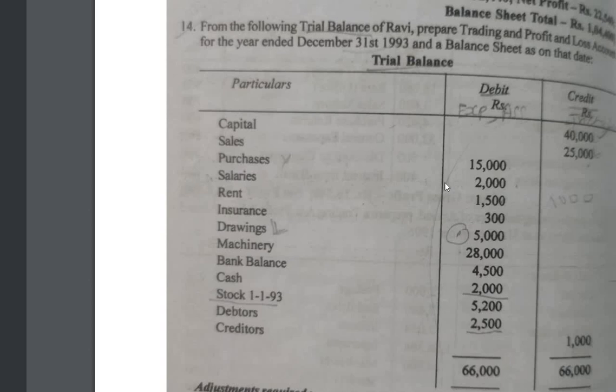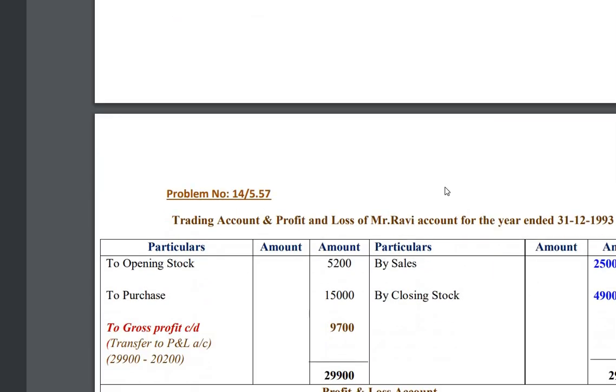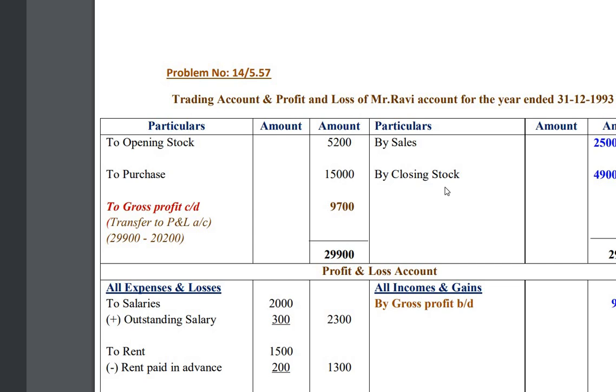That may be a trading account, profit and loss account, or the balance sheet, according to the nature of the information which is mentioned or given in the trial balance. We are going to see the solution for this particular problem. Here, first of all, we have to write a proper heading: trading account and profit and loss account of Mr. Ravi for the year ended 31st December 1993.